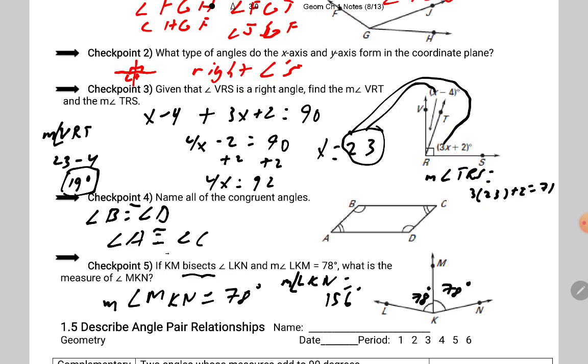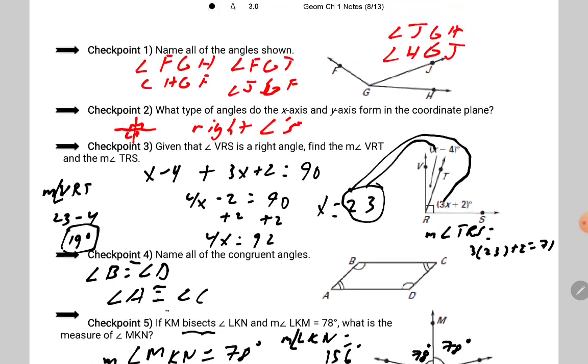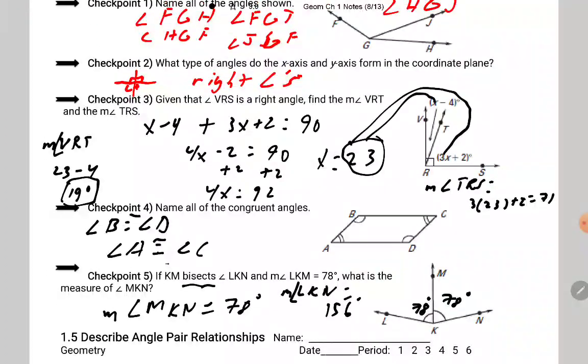Alright, hopefully this was not too hard for you. I know that proof thing might have been confusing, but hopefully the bisecting made sense. Remember all your vocabulary. Make sure you make yourself a note card for the test. Make sure you know what all these vocabulary words mean. It's a lot, but have a good day.